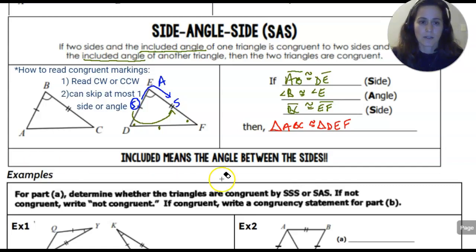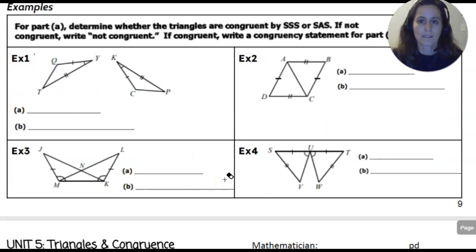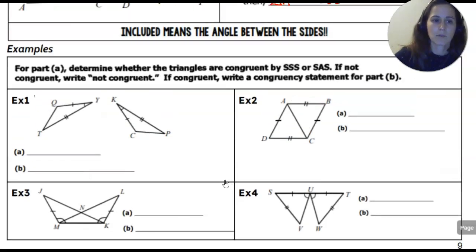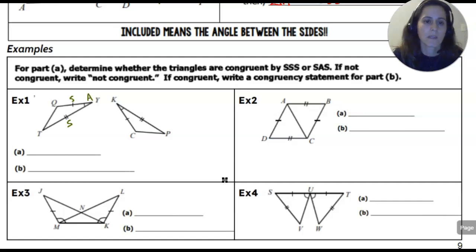So let's go ahead and take a look at our examples. We're going to practice identifying if the triangles are congruent or not, and by which method. In example number 1, I have a side marking here, another side marking down here, and I have angle A or angle Y congruent. So I'm going to put a little A. I'm going to have to start with one of the sides because there's no congruent marking to the left of the triangle.